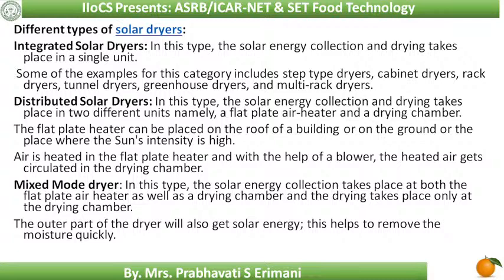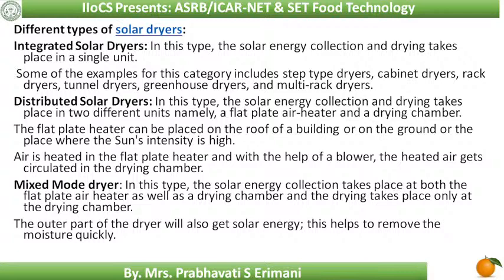And distributed solar dryers. In a distributed solar dryer, again there is solar energy collection, but drying takes place in two different units. In an integrated solar dryer, drying takes place in a single unit. In distributed, there are two units: a flat plate air heater and a drying chamber. The flat plate heater can be placed on the roof of a building or on the ground, or wherever the sun's intensity is high.